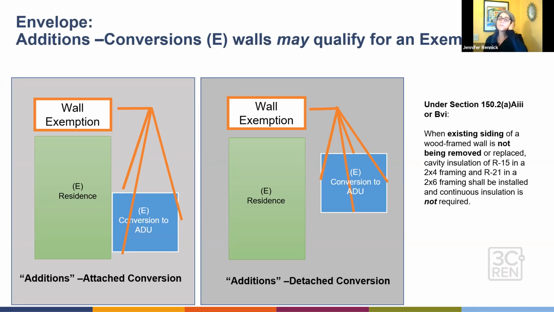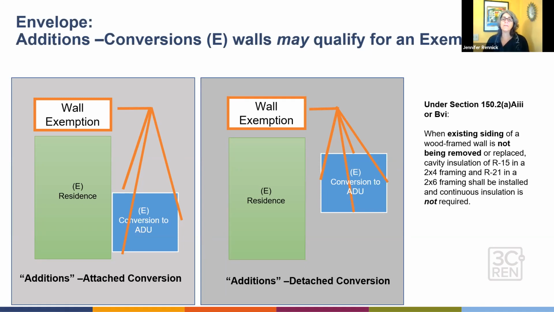And the way the code reads right now is that if you do not remove the framing or replace the exterior siding on those walls, if you leave the outside of those walls all intact and you're just doing this remodel work from the interior, then all you need to do is replace your 2x4 wall with an R15 insulation, or add an R21 insulation into your 2x6 wall.